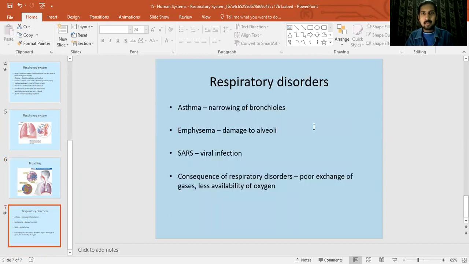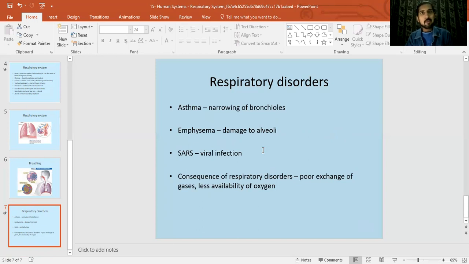Now moving ahead, we have respiratory disorders. Respiratory disorders are problems and issues which pertain to the respiratory system. So these involve asthma, which involves narrowing of the bronchioles. Then we have emphysema, which involves damage to the alveoli. And then we have SARS, which is a viral infection which has been in the news for a very long time as it was widespread in different parts of Asia and it has been a cause of deaths and a cause of concern to many around the world.